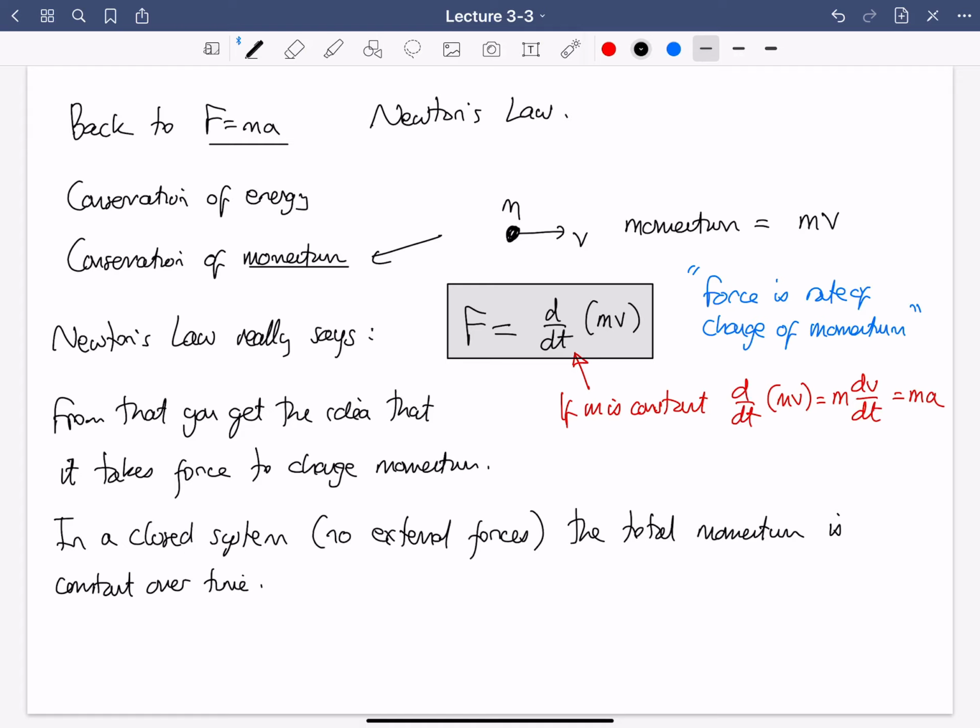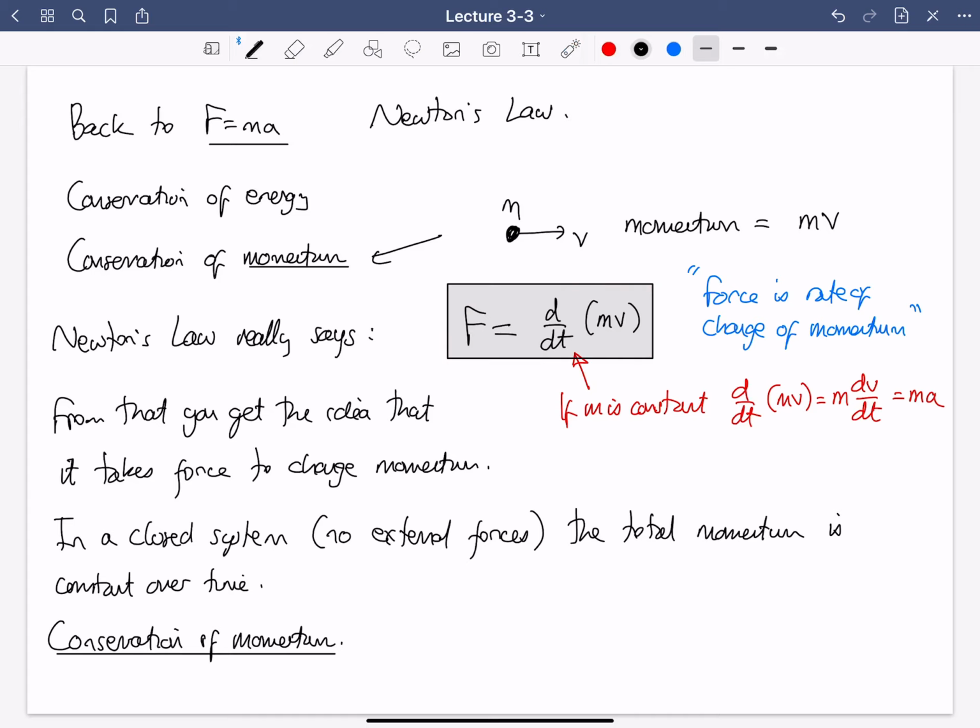So this is the law of conservation of momentum. That's the next conservation law that's basic at this point, after conservation of energy. If your physical system has no external forces, then the total momentum is just a constant. Momentum is conserved. It takes force to change momentum.